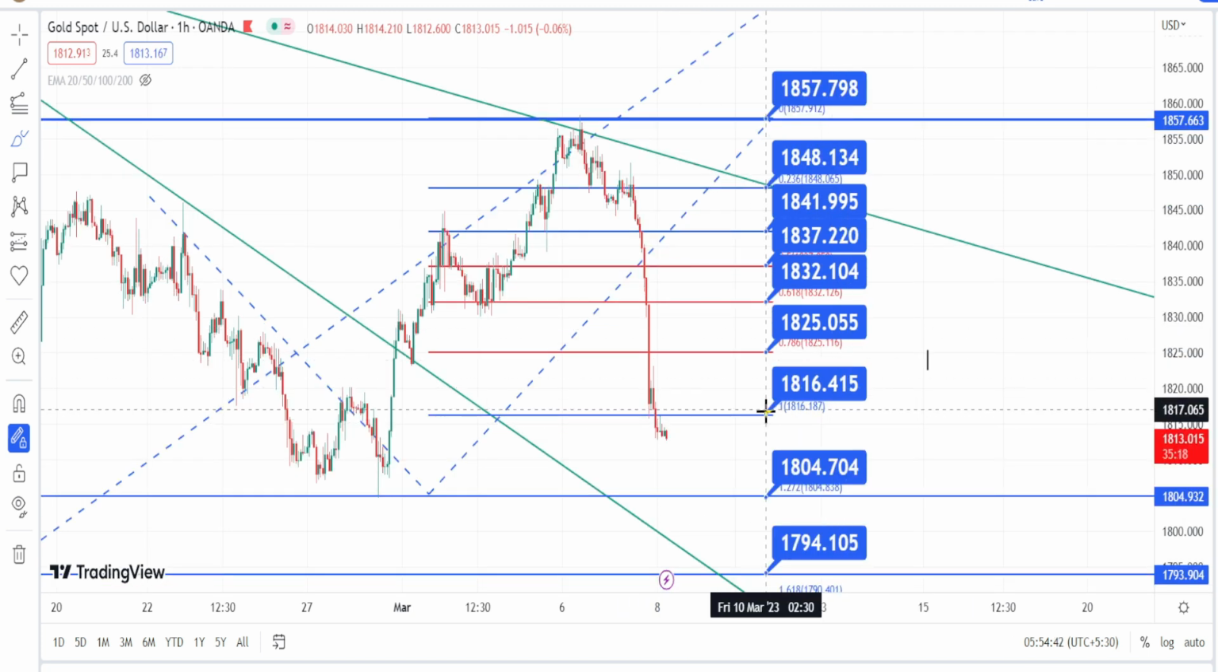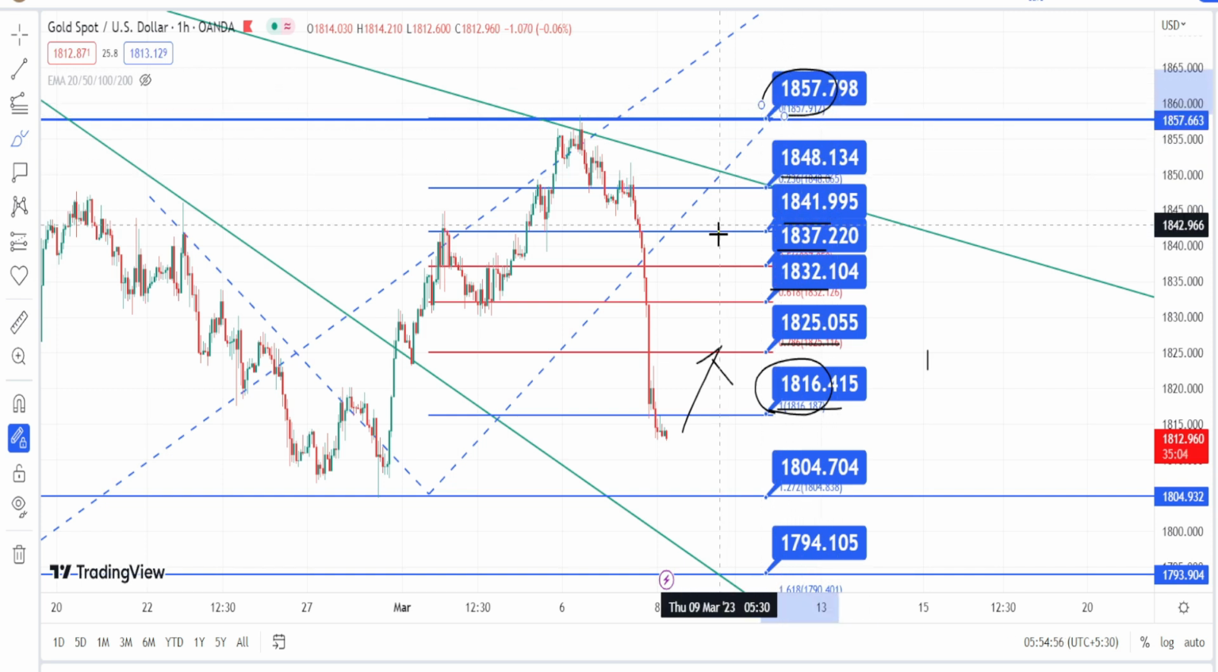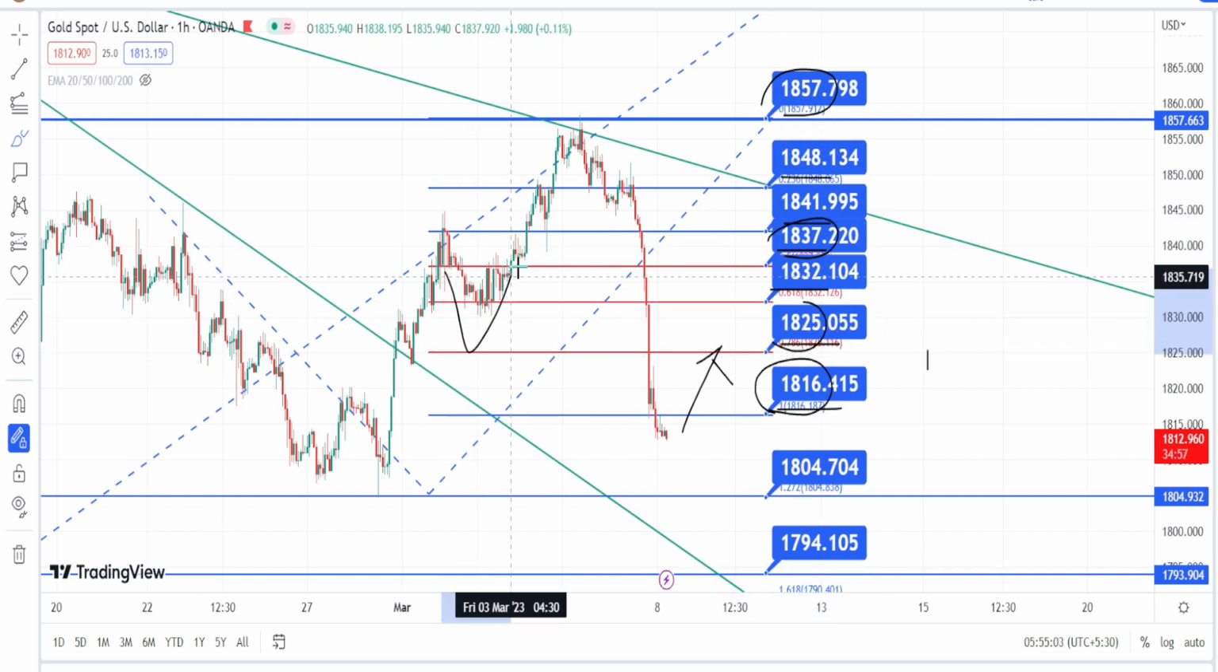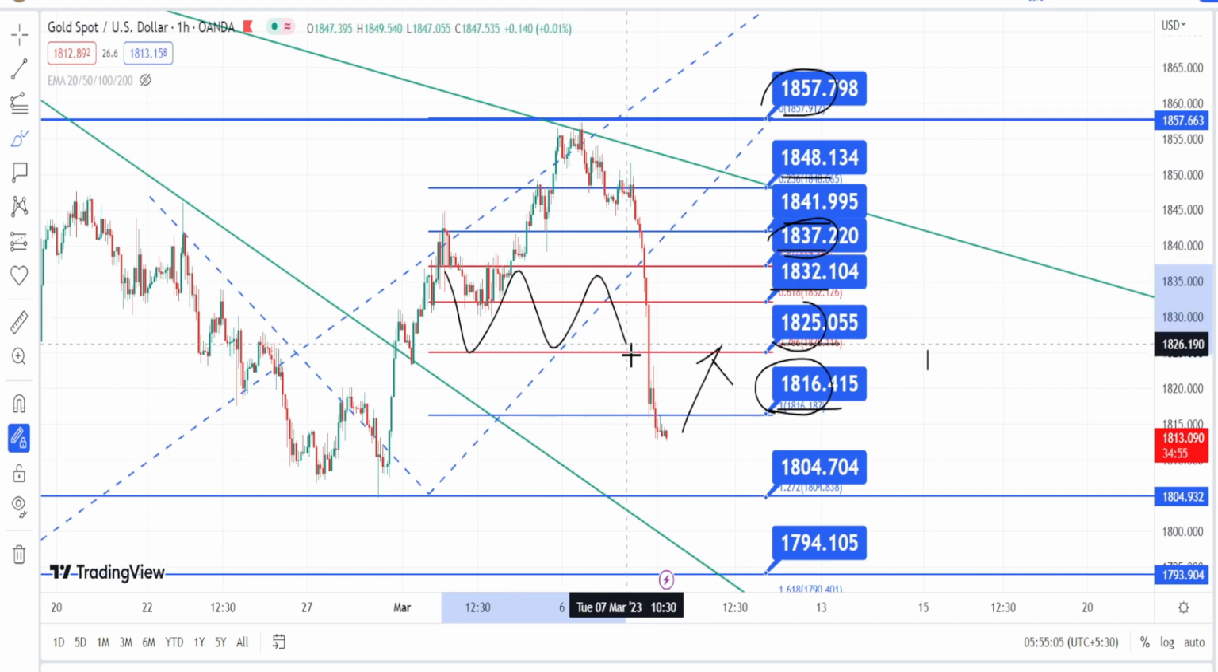And on the bullish side, if the price action breaks the resistance level of 1816, next level of resistance is going to be around 1825, 1832, 1837, 1841, 1848 and 1857. And this whole area between 1837 to 1825 is going to be acting as a very strong resistance zone for the price action in hourly time frame.